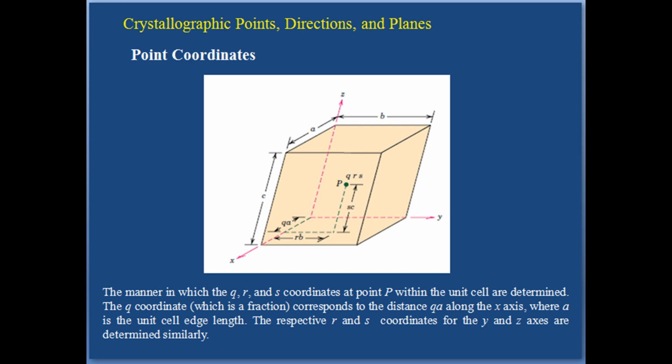The figure shows the manner in which the q, r and s coordinates of point P within the unit cell are determined. The q coordinate, which is a fraction, corresponds to the distance qa along the x-axis, where a is the unit cell edge length. The respective r and s coordinates for the y and z axes are determined in similar fashion for determining the coordinates of point P. This is all about the point coordinate system.